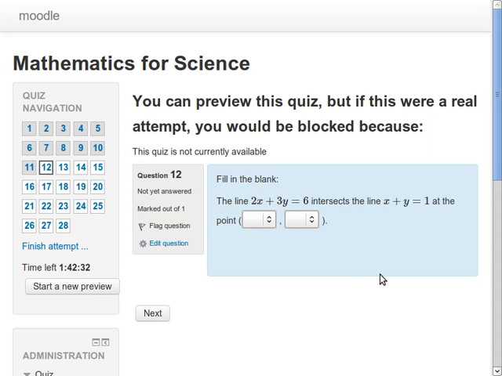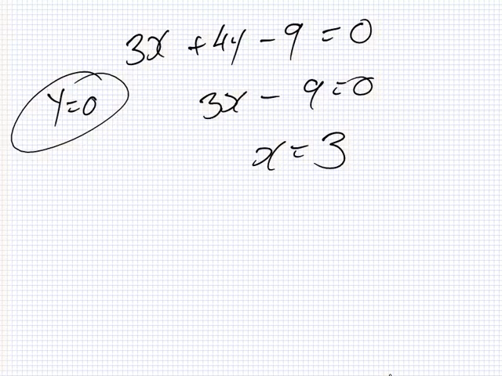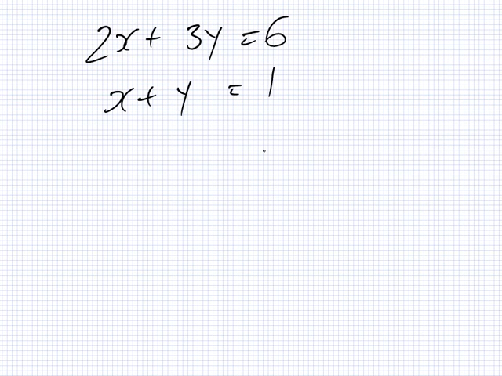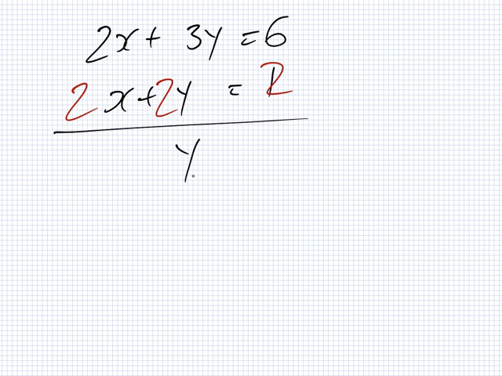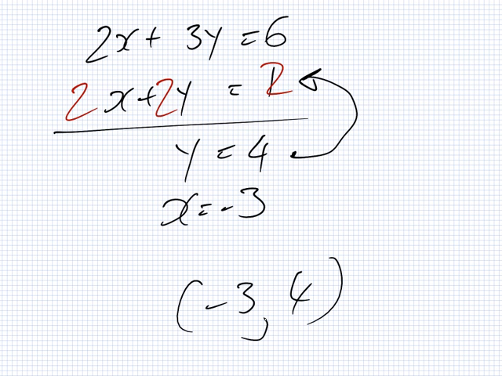This line and this line, where do they meet is the question. So 2x plus 3y equals 6 and x plus y equals 1. I'll multiply this equation by 2 and subtract, and I'll get y equals 4. When I put 4 back in here I'll get 2x plus 8 equals 6, so minus 1? I get x equals minus 3. So the answer is minus 3, 4 is where the two lines meet.